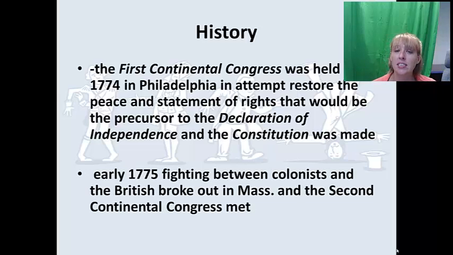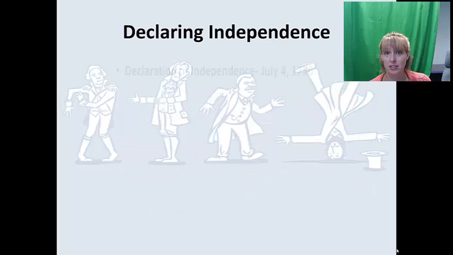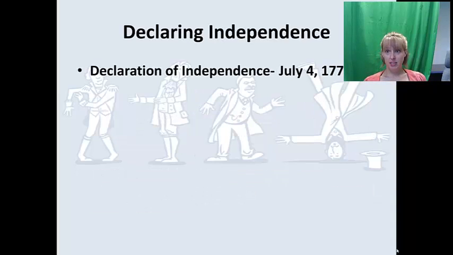Now, in 1774, they're talking about let's restore peace, but by early 1775, peace is no longer looking like a very feasible option. We've got fighting starting in Massachusetts with the occupation of Boston Harbor and Boston as a city, and the Second Continental Congress convenes. This is where they make the full-on break. It's time to actually separate from England. So they declare independence officially the following year, 1776.